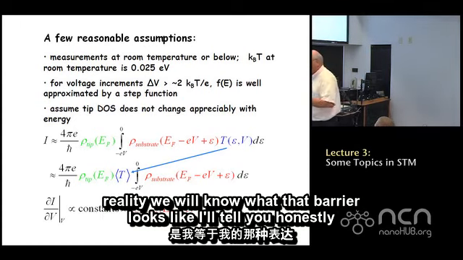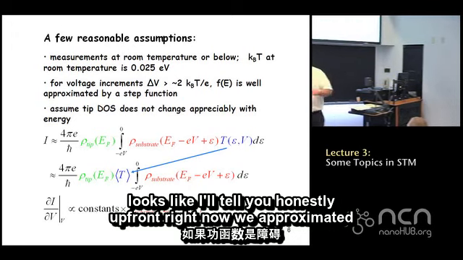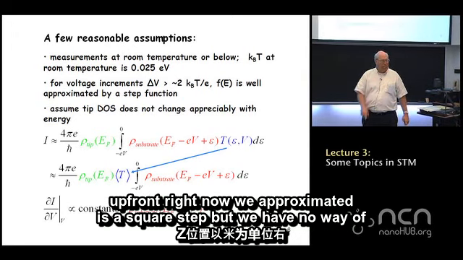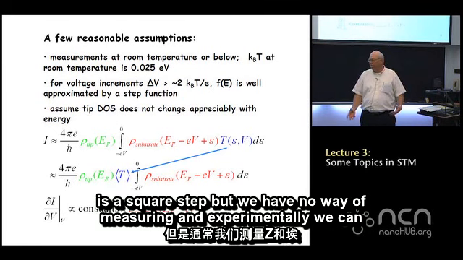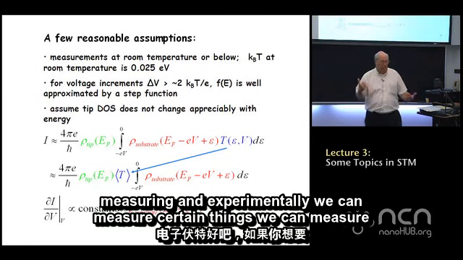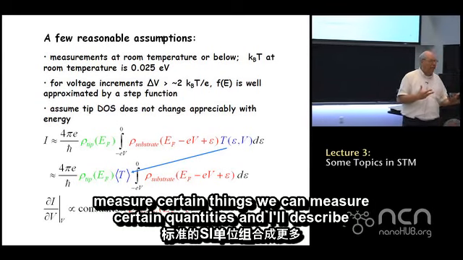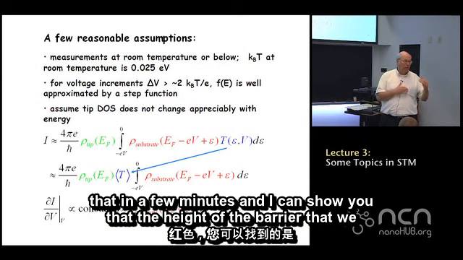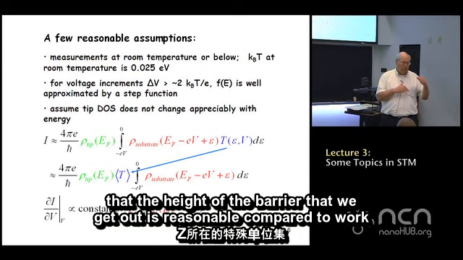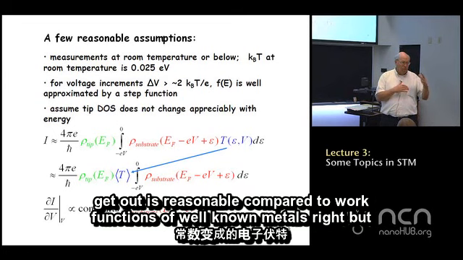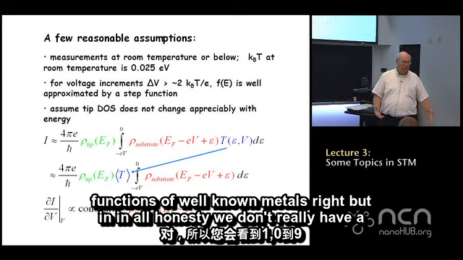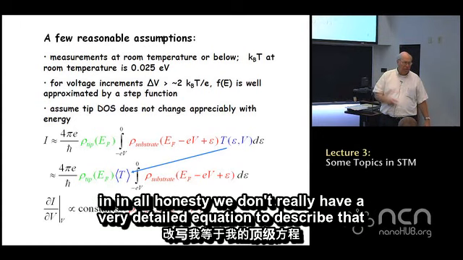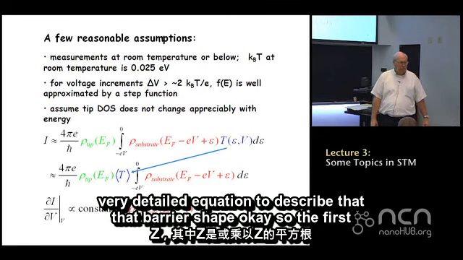I'll tell you honestly up front right now. We approximate it as a square step, but we have no way of measuring it experimentally. We can measure certain quantities, and I'll describe that in a few minutes. And I can show you that the height of the barrier that we get out is reasonable compared to work functions of well-known metals, right? But in all honesty, we don't really have a very detailed equation to describe that barrier shape. Okay.